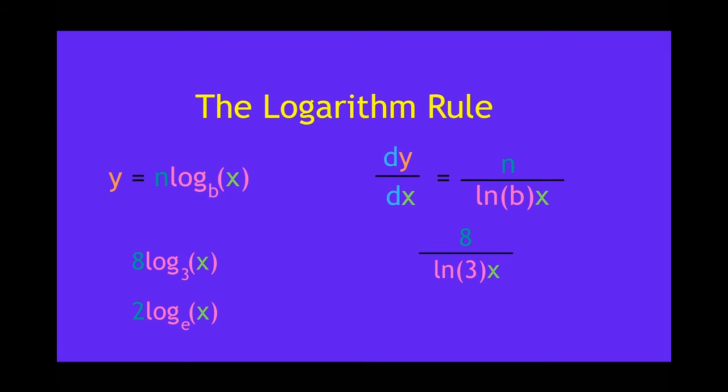And if we had something like 2 times log base e of x, or 2 times the natural log of x, then you're going to end up with 2 over x, because the natural log of e is just 1.